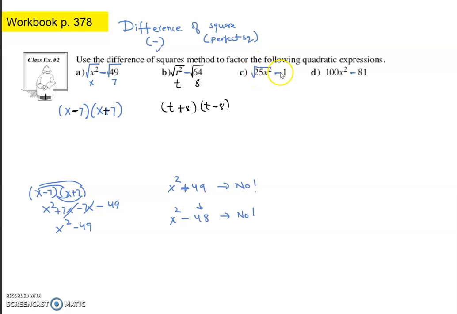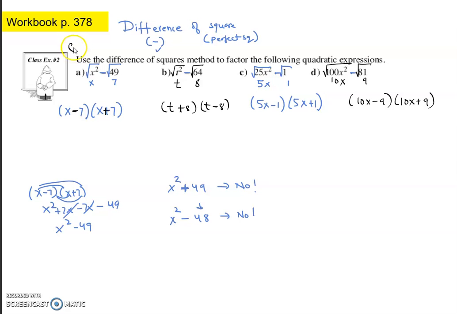Again, you can pause this video and see if you can do the rest of these questions, or you can just do them with me at this point. If I take the square root of 25x squared, that gives me 5x, and the square root of 1 is just 1. So I have 5x minus 1, 5x plus 1. The last one over here, again, can I take a square root of 100x squared? Yes, it gives me 10x. Can I take a square root of 81? Yep, that gives me 9. So the answer is 10x minus 9, 10x plus 9.